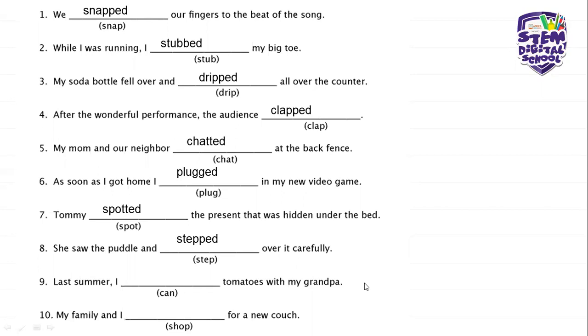So then if you look past the can, you would have seen the tomatoes with my grandpa. So then you would have known you put tomatoes in a can with your grandpa. Okay, yes, ma'am, but that one was a tricky one. Thank you. Okay, and the last one. My family and I shopped for a new couch. Yes, that is correct. Thank you.